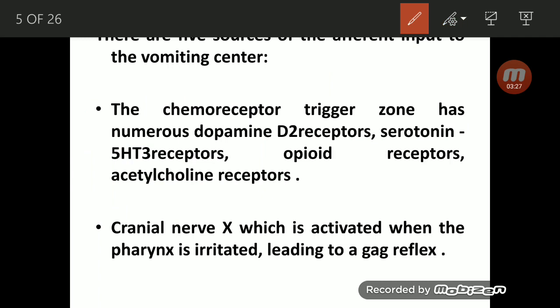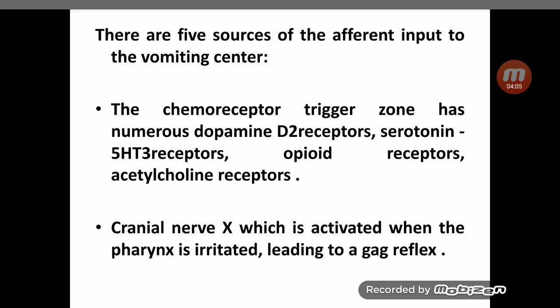The second input comes from cranial nerve 10. Now this cranial nerve 10 is present in your pharynx. You must have noted whenever you insert your finger deep inside your mouth, you feel a gag reflex. This gag reflex is activated because of afferent activation of your cranial nerve 10, and then a signal is sent which goes and activates your vomiting center, and then you get the tendency to vomit.